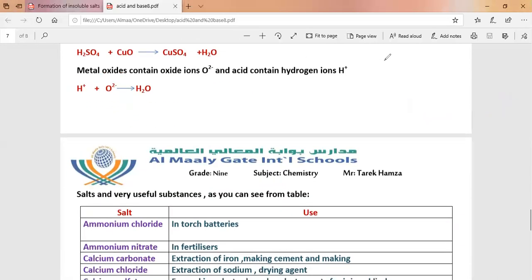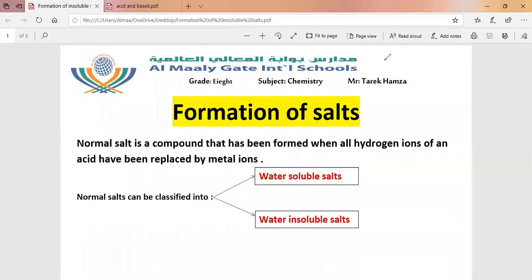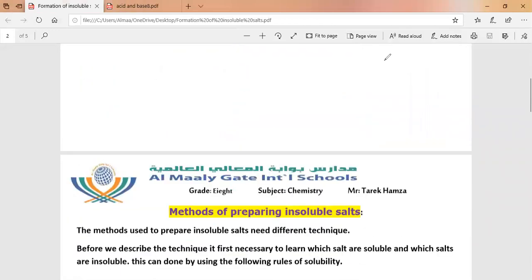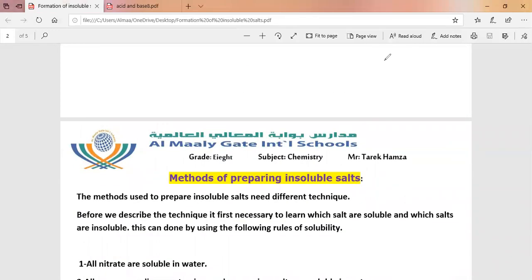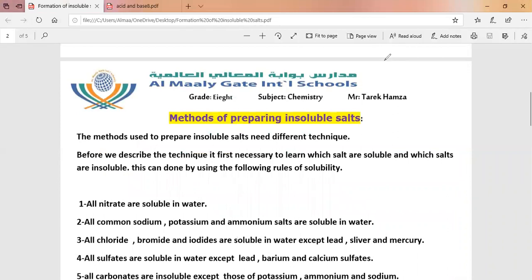Now we are going to explain our lesson today, the method of preparing insoluble salts. The methods used to prepare insoluble salts need different techniques. Before we describe these techniques, it is first necessary to learn which salts are soluble and which are insoluble. This can be done by using the following rules of solubility.